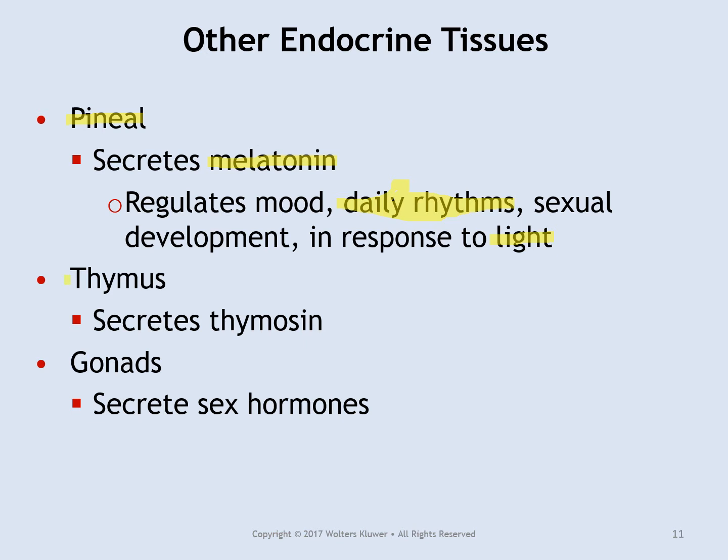The thymus gland in the chest makes thymosin. And you have the gonads, which you've taken a look at in the previous lectures for the sex hormones.